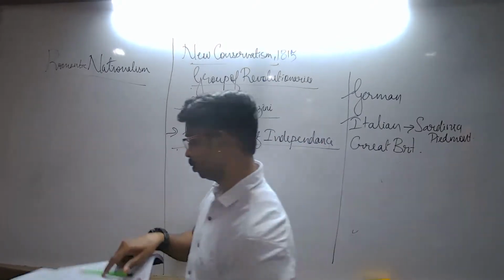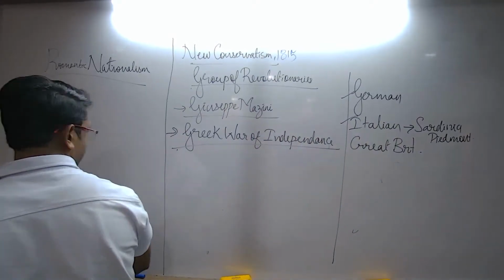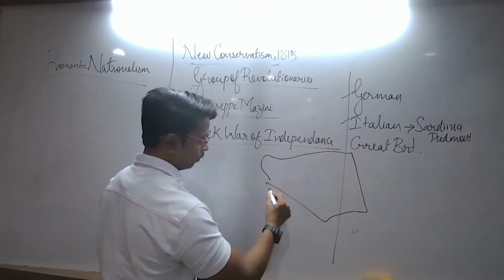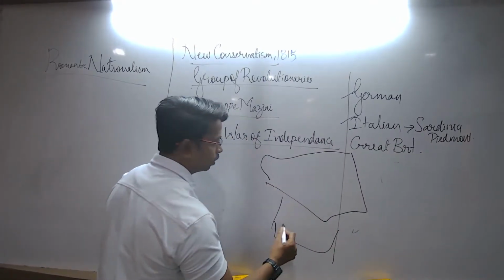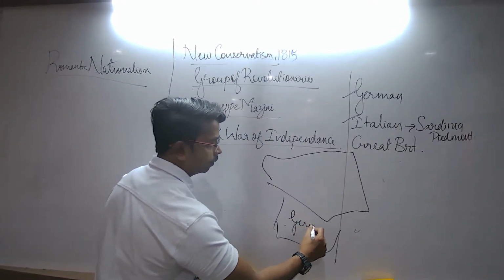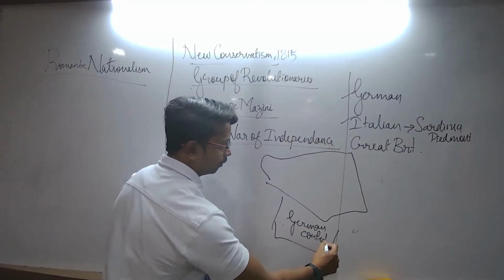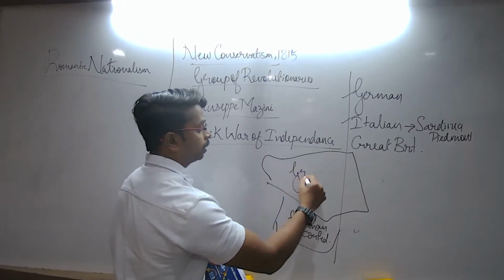In fact, if I tell you through a little bit of not exact diagram, Germany was like this, in two federations. The small federation was called the German Confederation. Correct? I have a video on that, but I'll show it afterwards. And this was called Greater Germany.